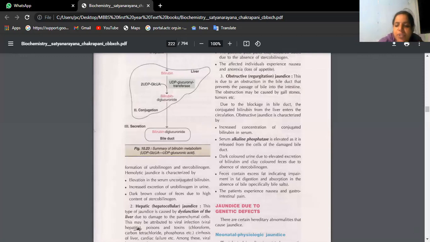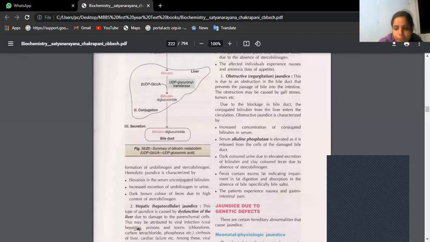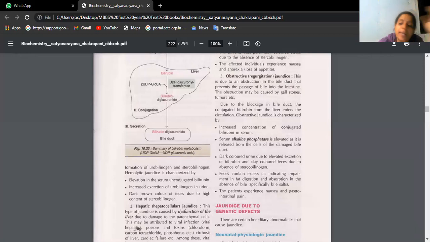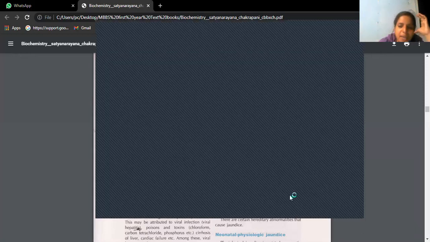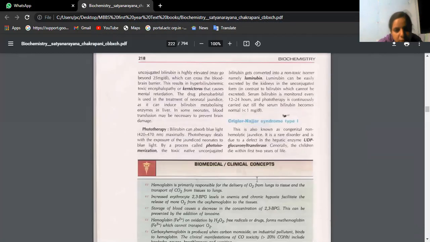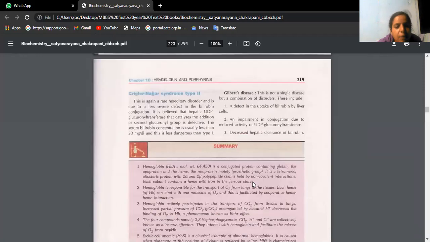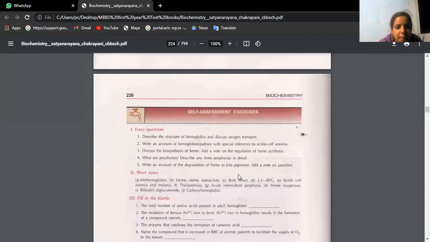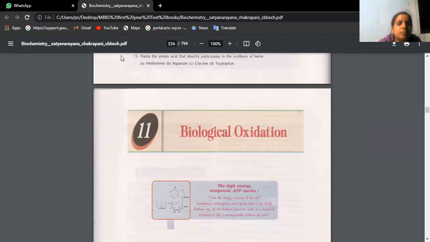So in order to check this jaundice, we will do one test that is called Vandenberg's reaction. We generally learn this among the various tests we have. I think it is given here only. If not, also I will tell you. Organ function test is the chapter where we get this answer. Let me take you to organ function test. It is related to jaundice only.